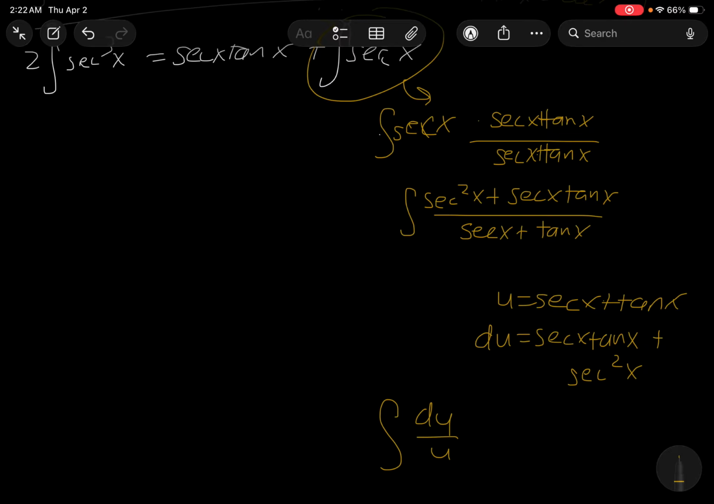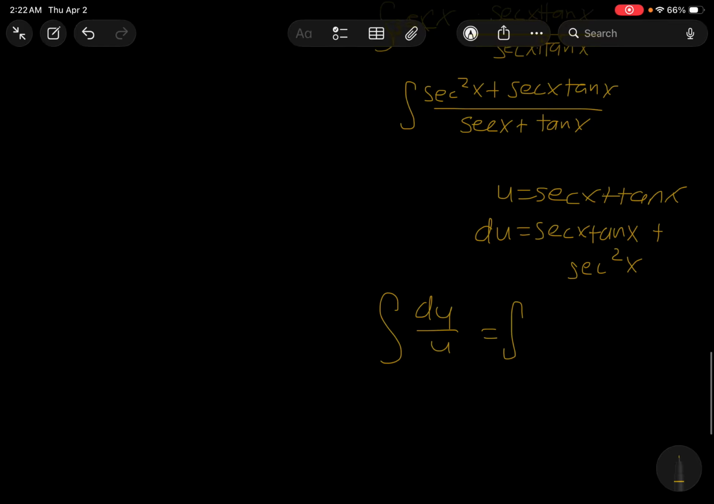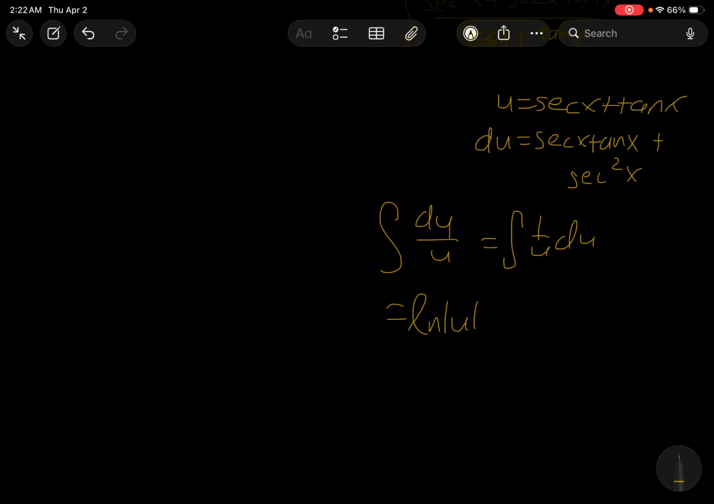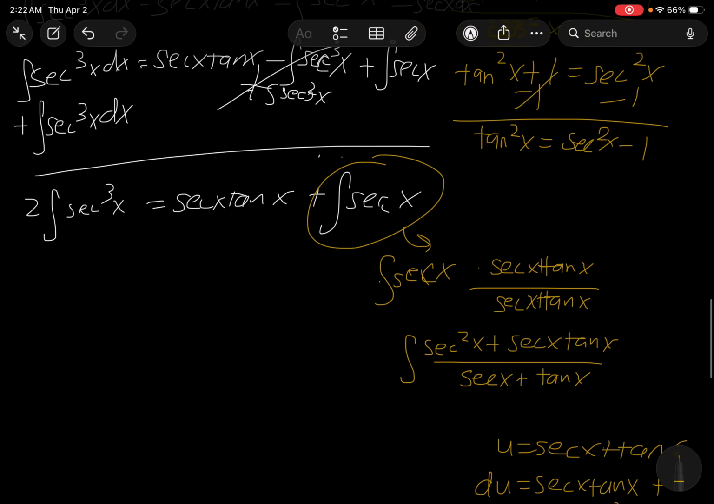du over u. That's going to be 1 over u du, which equals ln of u. We're not going to add the plus c yet. We're going to add that after the reinforcements. So ln of secant of x plus tangent of x. And that's our answer for this integral here.